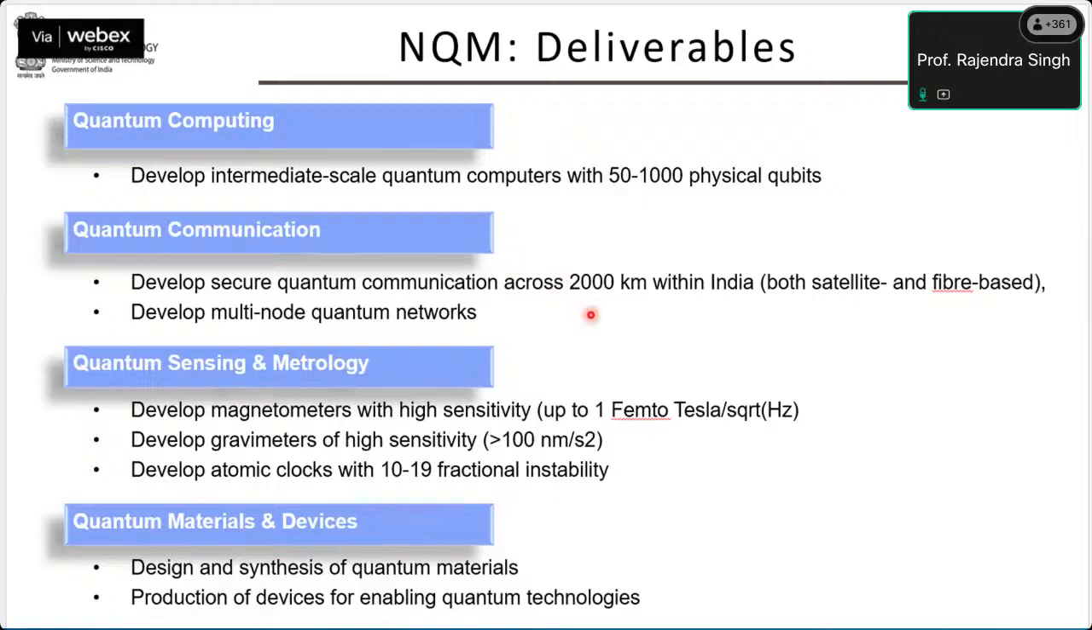This is what is required for development of quantum communication over such a large scale of 2000 kilometers, which, let's say, some years back, China already reported satellite-based communication using their MICIUS satellite.